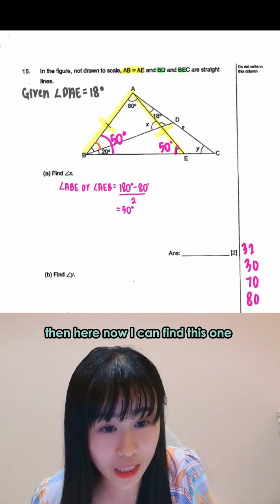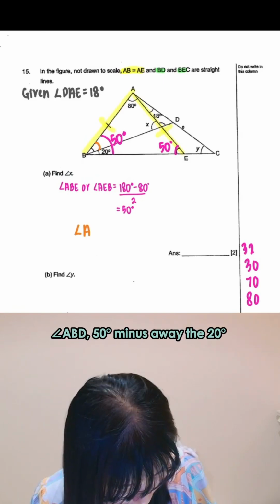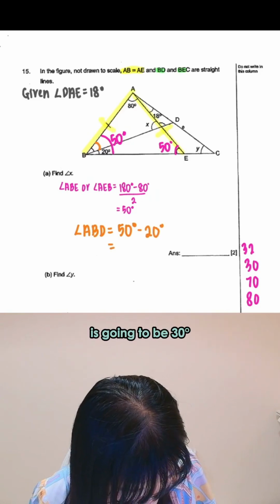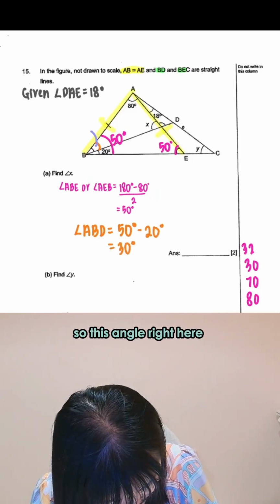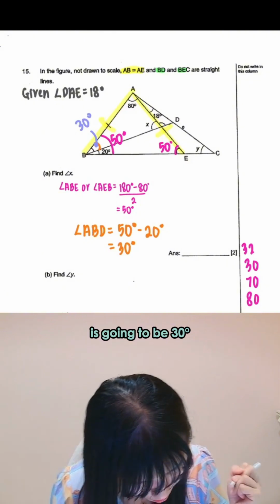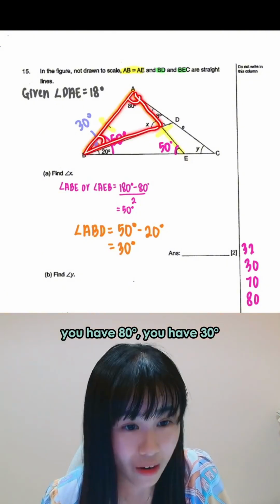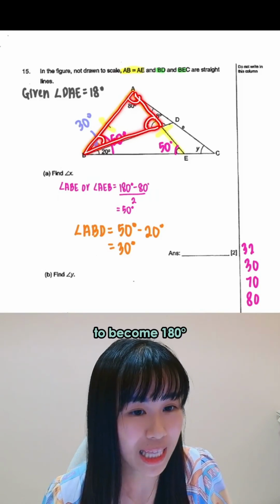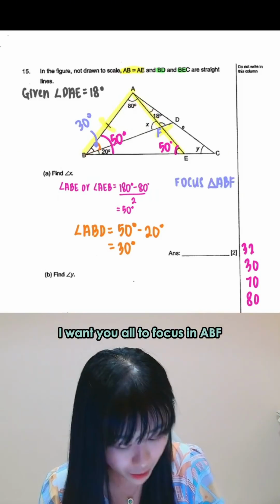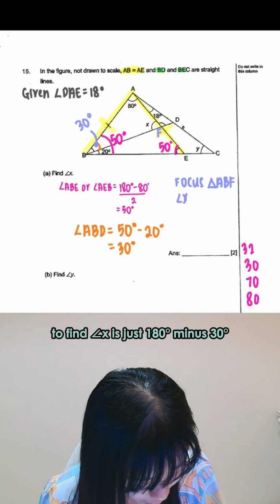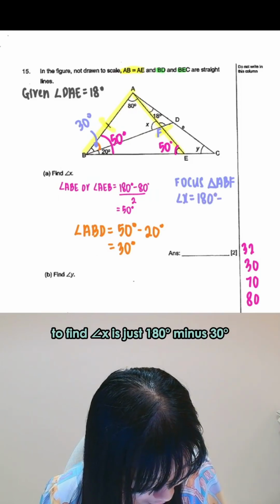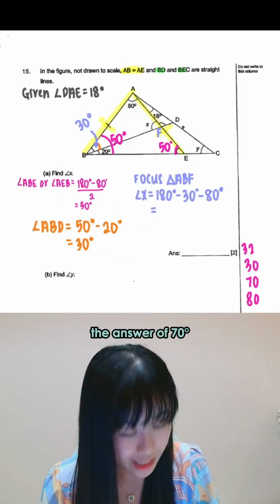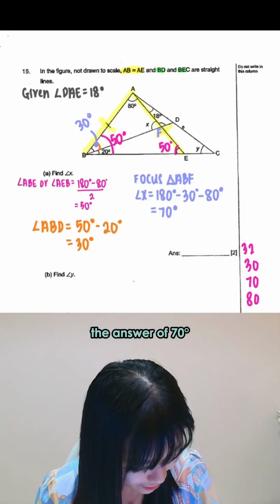Then here now I can find this one, angle ABD. 50 minus away the 20 is going to be 30. So this angle right here is going to be 30 degrees. You have 80, you have 30, right? So how do you find X? You know that they all add up to become 180. Okay, I want you all to focus on ABF. Then you will know, to find angle X is just 180 degrees minus 30 degrees minus 80 degrees. That's how you can get the answer of 70 degrees.